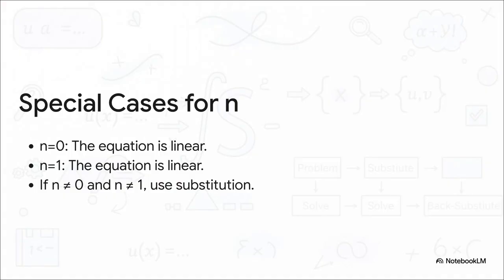But here's a pro tip. You don't always need a special tool for this. If the n value happens to be 0, well, y to the 0 is just 1. And hey, the equation is already linear. And if n is 1, you can just group the y terms together and solve it. So we only pull out our special Bernoulli substitution when n is something other than 0 or 1.